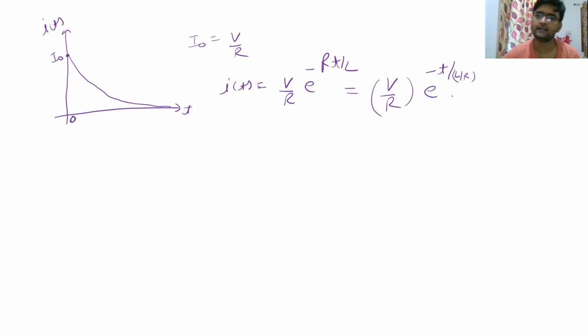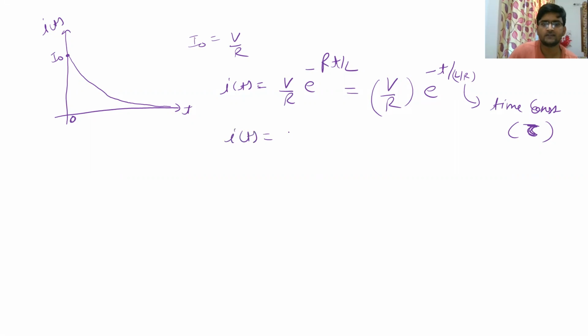So why did I write it in this form? This quantity L divided by R is called the time constant, and it is represented by this particular symbol tau. This is called tau, right? We are going to discuss this time constant in detail in the next lecture. But for the time being, we can rewrite this equation as i(t) is equal to V by R, or I naught, e to the power minus t divided by tau.